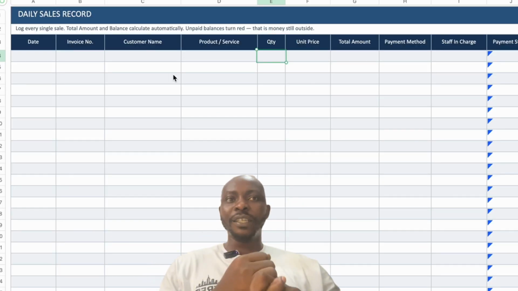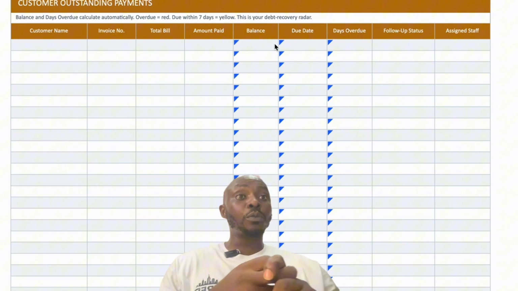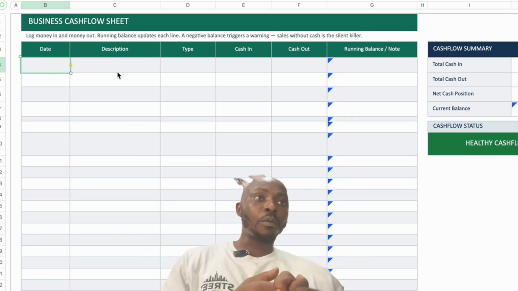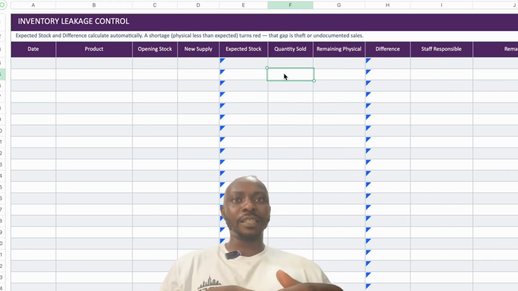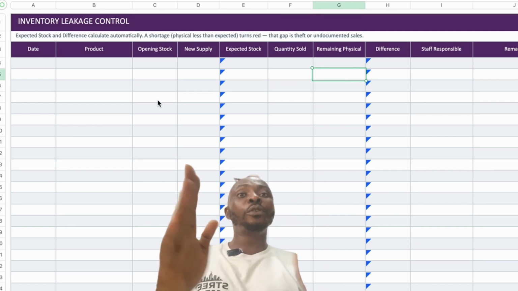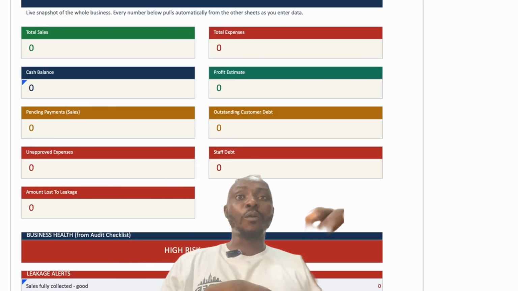You don't record your daily sales and expenses, you don't track them, your customers owe you too much and you don't follow up, you don't monitor when money comes in and goes out for your cash flow, and for staff accountability, nobody is accountable for the finances, everybody collects money from the business. So identifying these leakage points will help you pull the whole data to your dashboard. Then you see the health of your business from one dashboard.